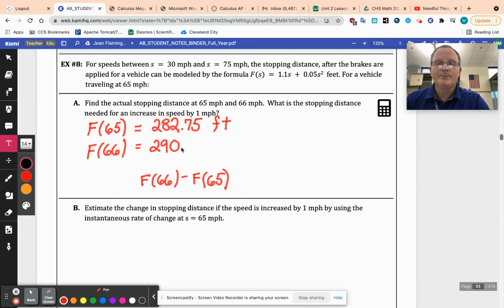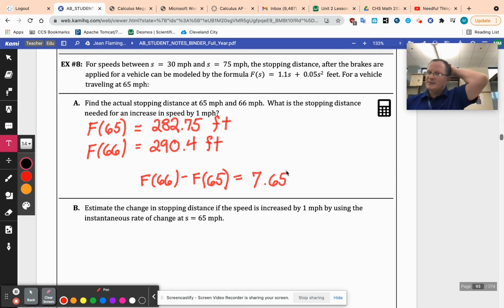290.4. All right. And then it says, okay, what's the stopping distance needed for an increase? Well, that's the difference in those two. So I'm going to take the 290.4, sorry, minus the 282.75, and I've got 7.65.